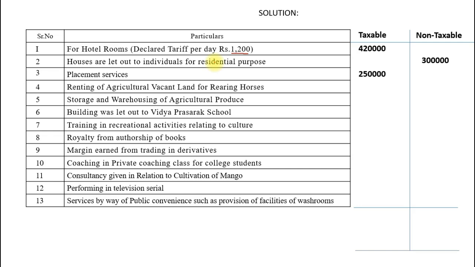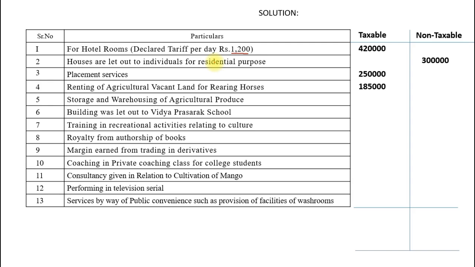Renting of agricultural vacant land for horse rearing or rearing of horses. Now remember, for all animal husbandry, agriculture, everything is exempted except horse rearing, because horse rearing is considered to be a very luxurious activity. Okay, anything which is luxurious is taxable. So the entire amount is taxable.